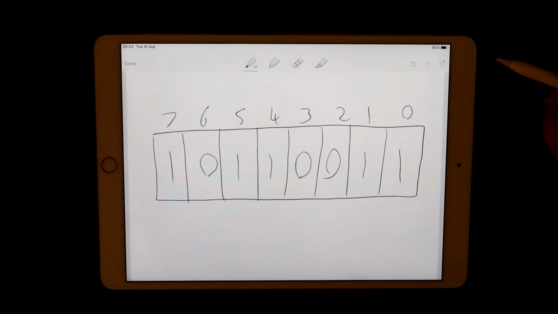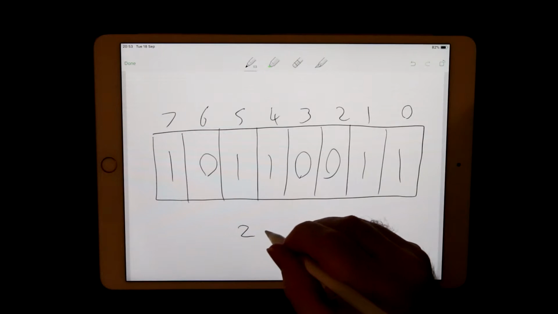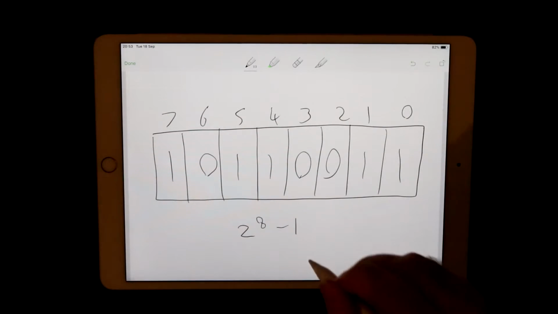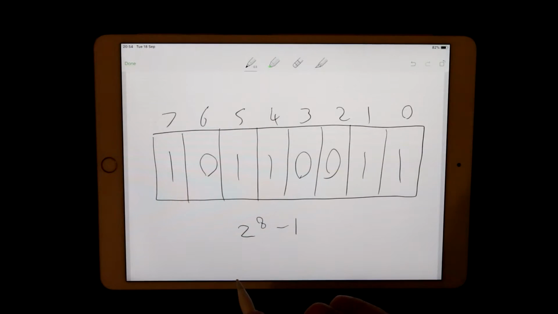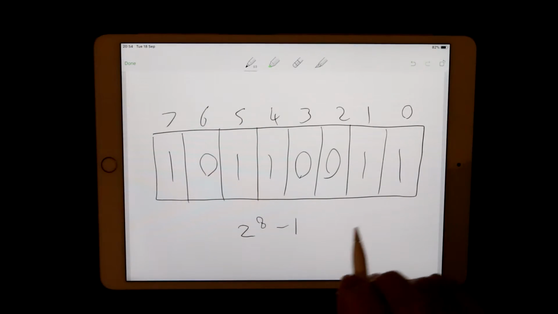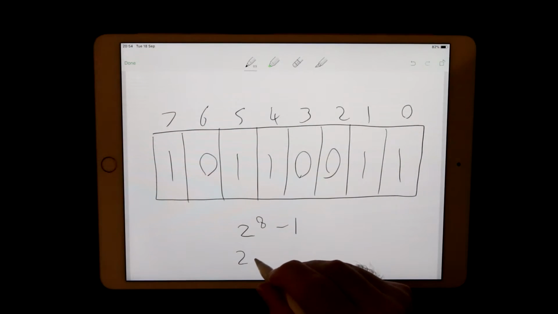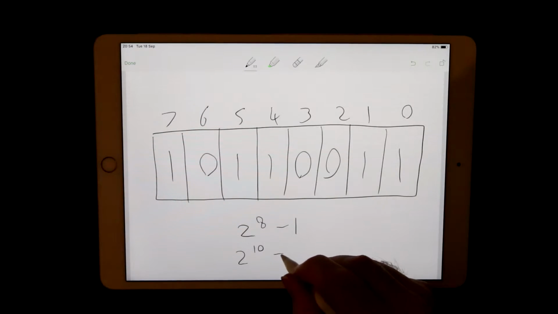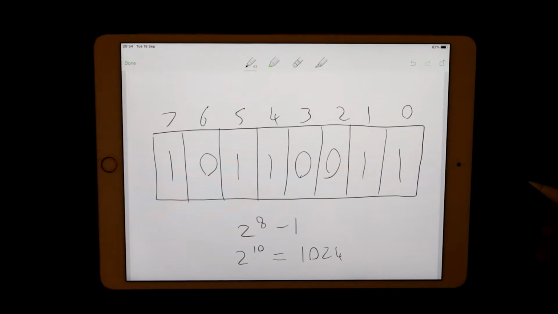The maximum value that a byte can hold is 2 to the power of 8 minus 1. Now, what is 2 to the power of 8? Well, there's a little cheat that we can do here. 2 to the power of 10 is the first power of 2 that exceeds 1000, which is 1024.